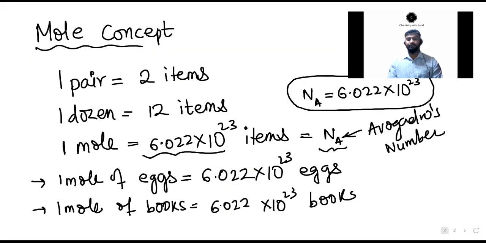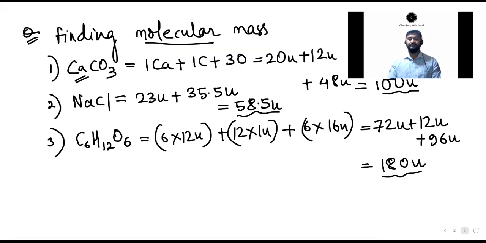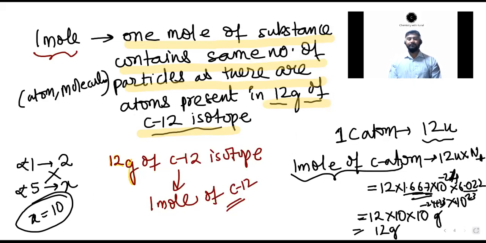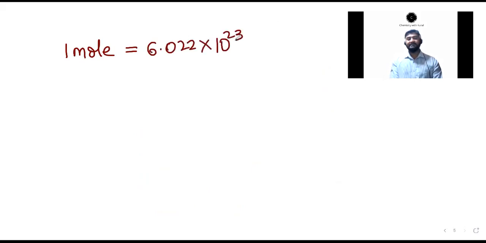I hope you got what 1 mole is and you understood what is molecular mass and how to find the value. Just to summarize, 1 mole is nothing but a very big number. How big is it? 6.022 into 10 to the power 23. That's it. If it is 1 mole of something, the same will be written here. 1 mole of eggs, this many eggs. 1 mole of atoms, these many atoms. 1 mole of lions, this many lions.